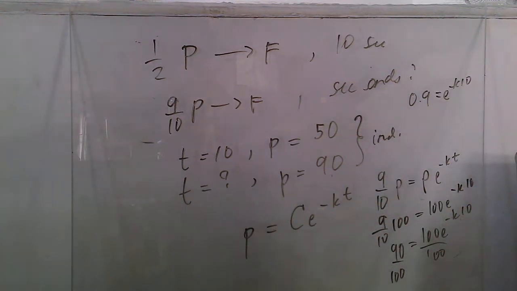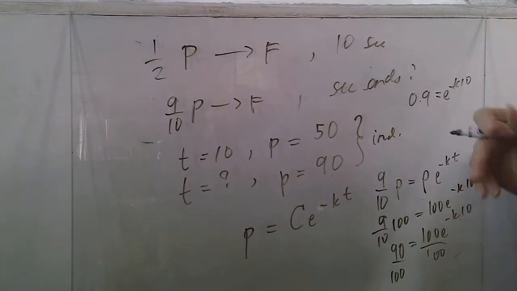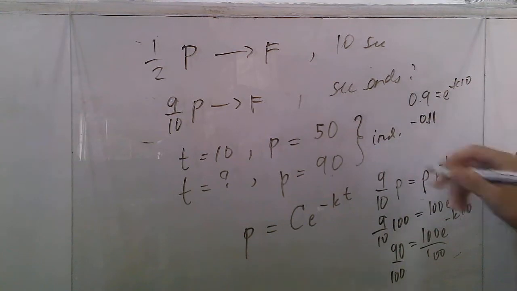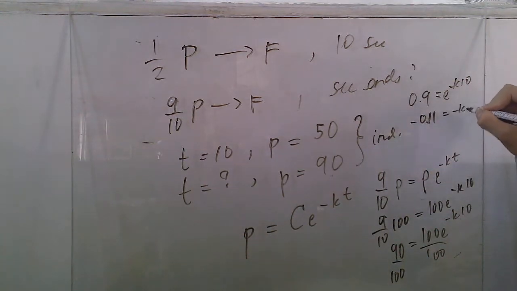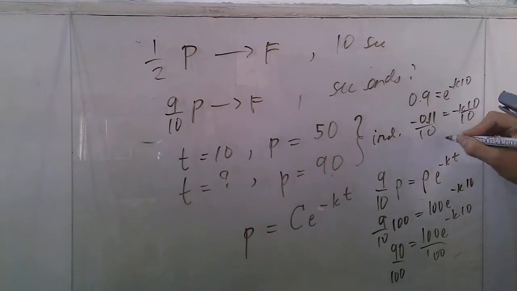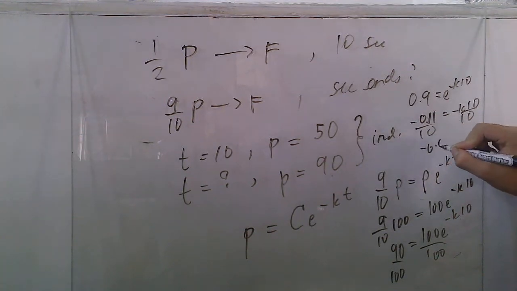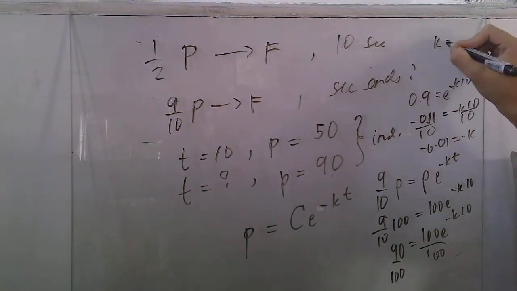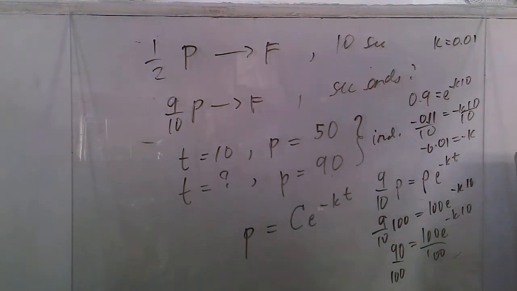And the ln of 0.9 is negative 0.11 approximately, equal to negative k10. And so just divide both sides by 10, and we get negative 0.01 equals negative k, and k is 0.01.